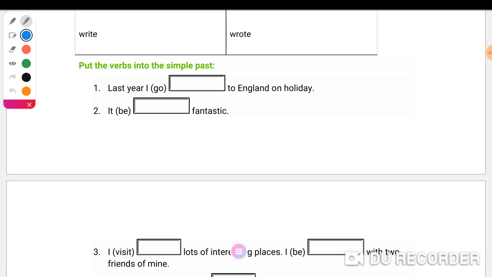Last year, I went to England on holiday. The verb go is one of the naughty verbs. It will be transferred to went. Okay, verb to be, it is. So I will make it was. The answer will be was because this is in the past. We said that we will answer all of them in the simple past. Okay, let's go to number 3.